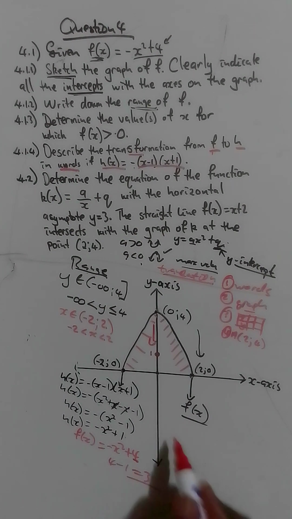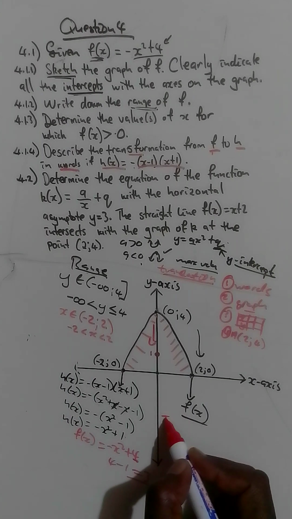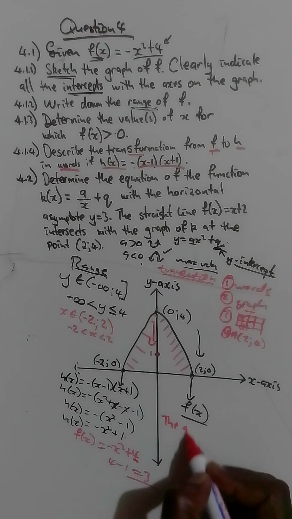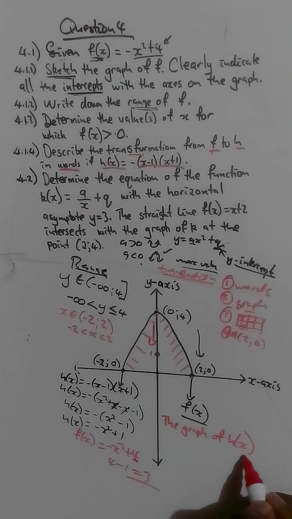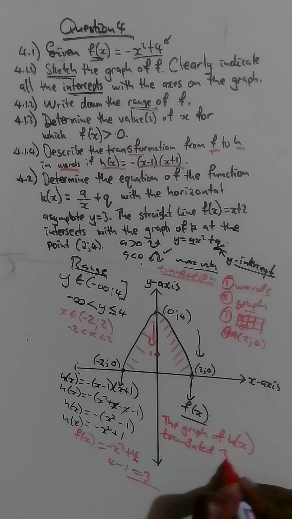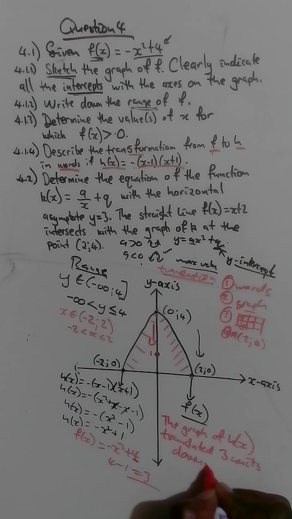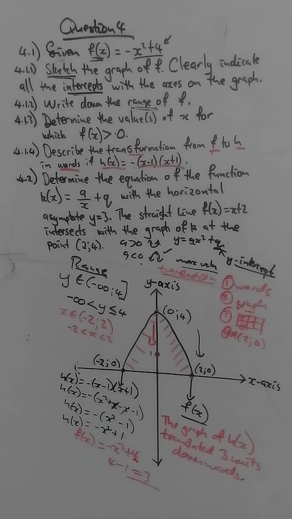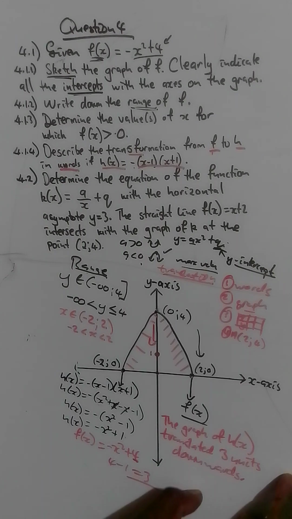Now we tell the examiner the graph of h of x translated 3 units downwards. And just like that, we are done. We have answered them in the manner which they wanted. They said in words, so we have answered them.